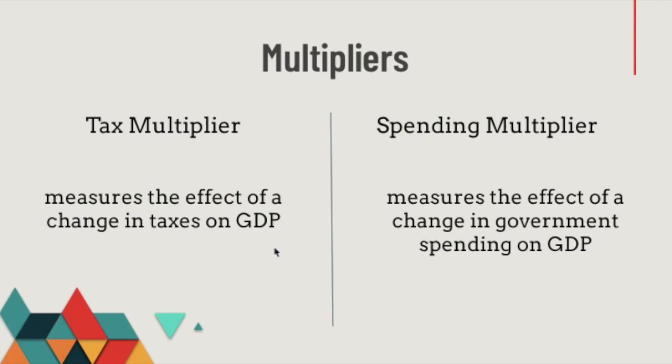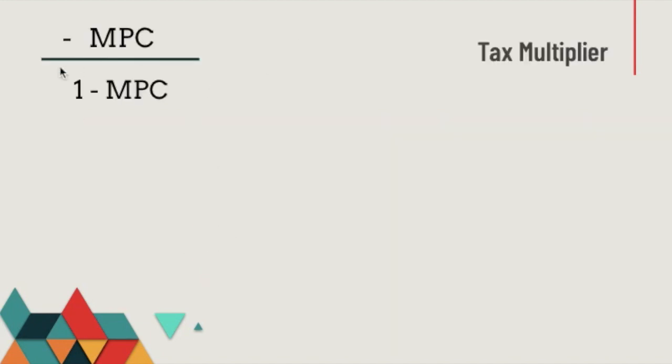That dollar will be someone's income. That person will then save some of it and spend the rest. And the amount spent will then be someone else's income. And this will go on again and again and again, leading to that money being magnified or multiplied. With taxes and spending, there's a similar thing going on. The formula for the tax multiplier is negative MPC divided by 1 minus MPC.